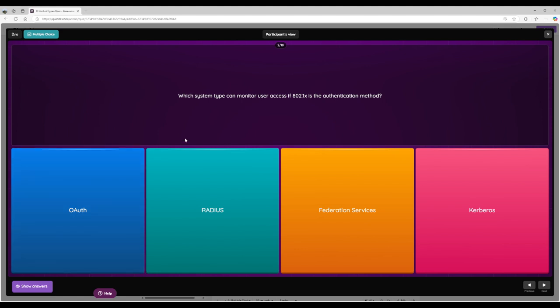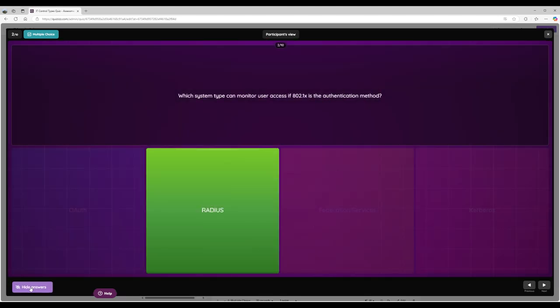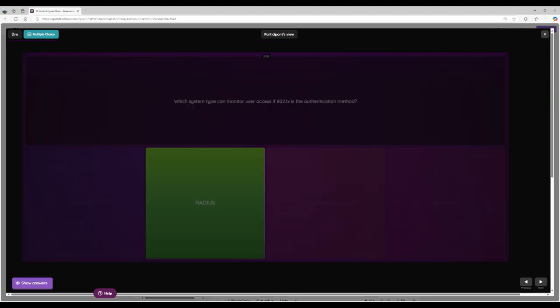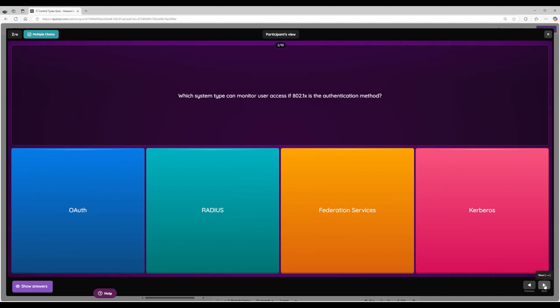So the answer again is RADIUS. What system type can monitor user access? RADIUS, because RADIUS is an AAA system, which is a centralized authentication, authorization, and accounting server that can track and control network access. Okay, now let's go to number 3.